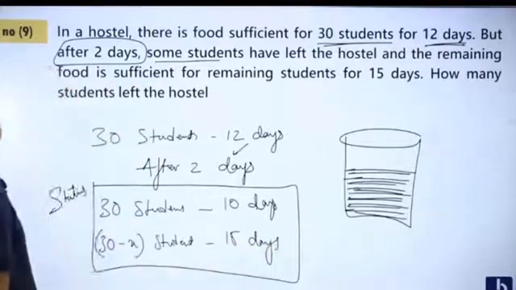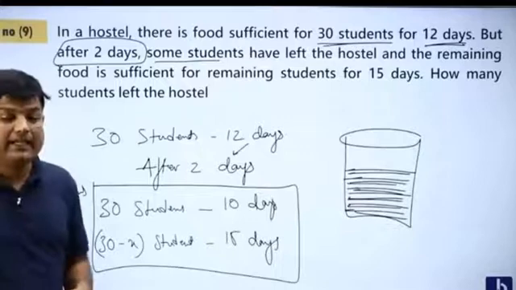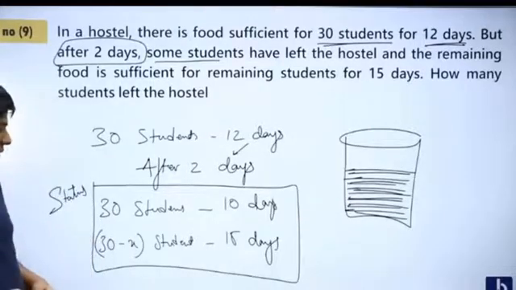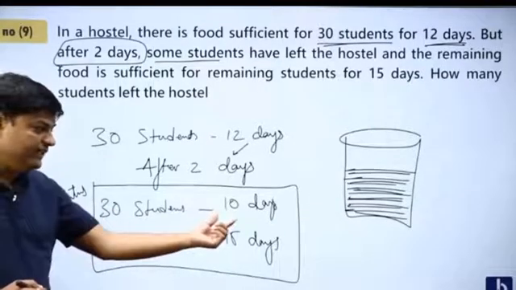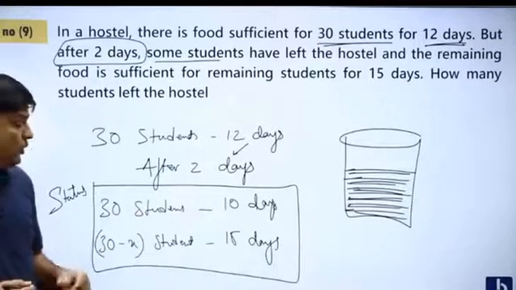Are you understanding, everybody? Now, let's try to move here. So 30 students, for 10 days food is left. Now 30 minus x, 15 days. So we are supposed to find out what's the value of x.